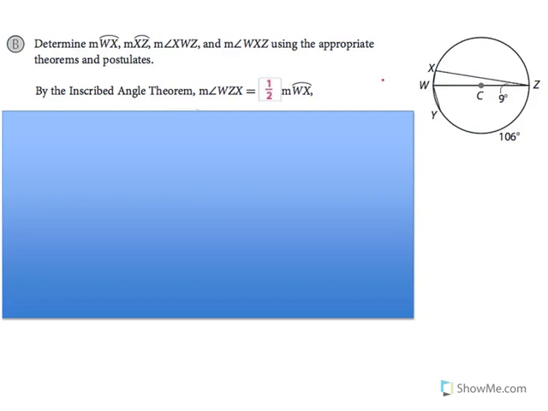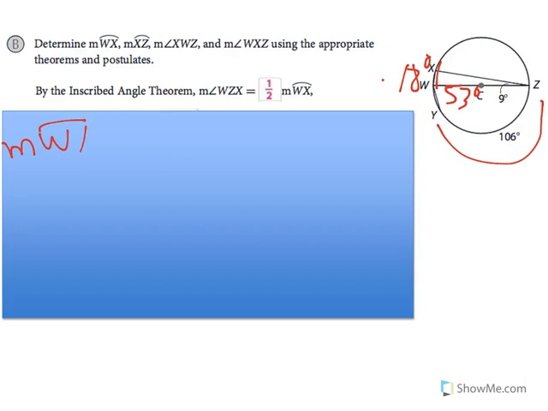We're given that, find the measurement for the arc WX, arc XZ, the measurement for the angle XWZ, and the measurement for the angle WXZ. Right, so we're given that angle Z is 9 degrees, so then this is 18 degrees for WX, and we're given that the arc from Y to Z is 106, so then the inscribed angle is half of that, so then this is 53 degrees.